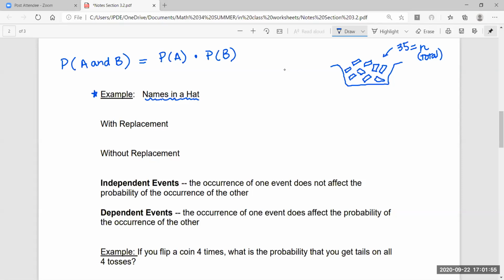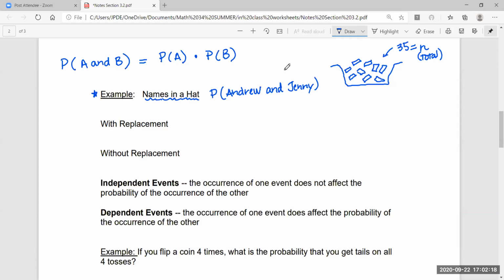So I'm going to say, what's the probability that I draw out Andrew's name, and then I draw out Jenny's name? And we don't have an Andrew and Jenny in our class. Andrew's my son and Jenny's his girlfriend. So we're going to draw these names out of the hat.